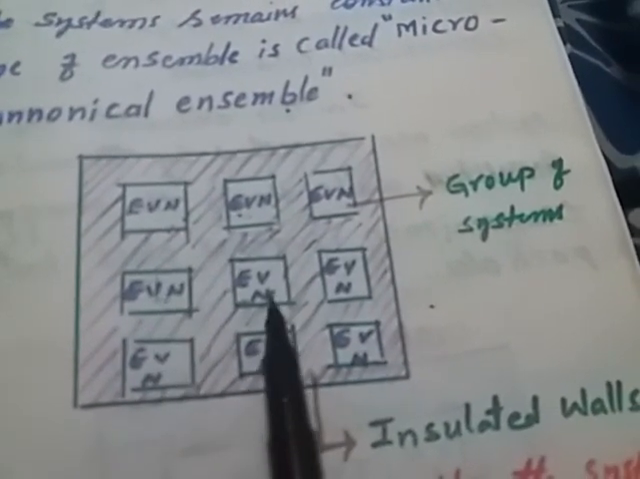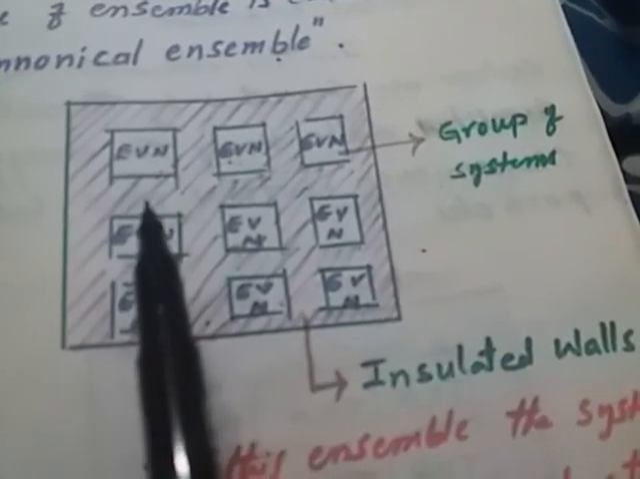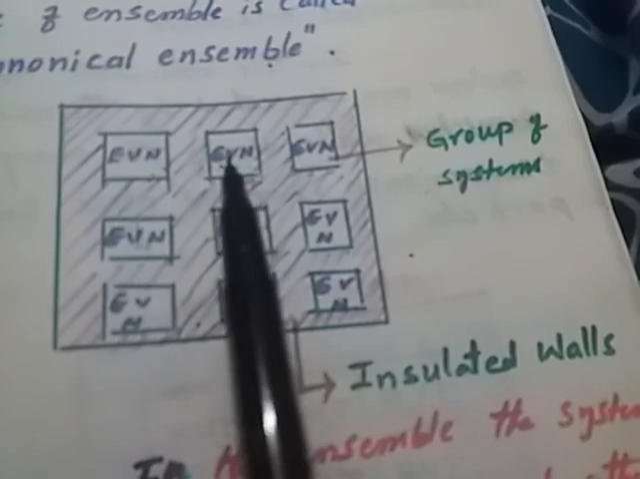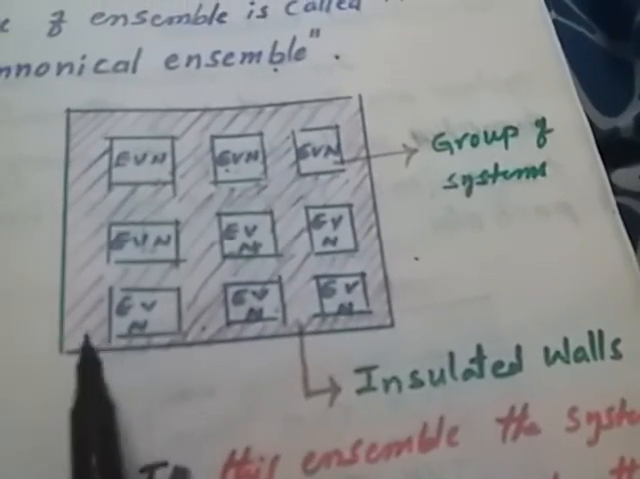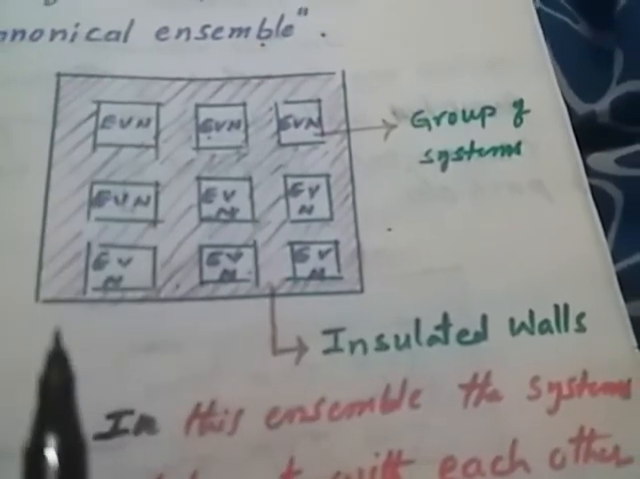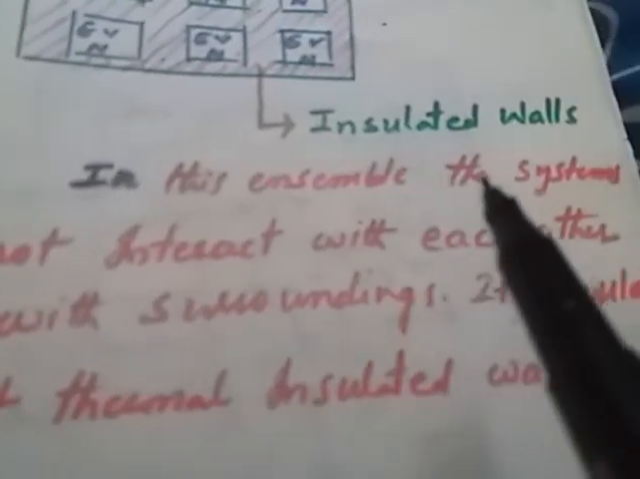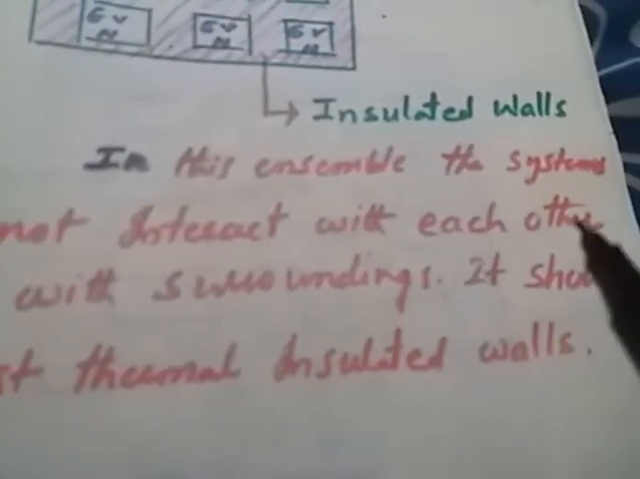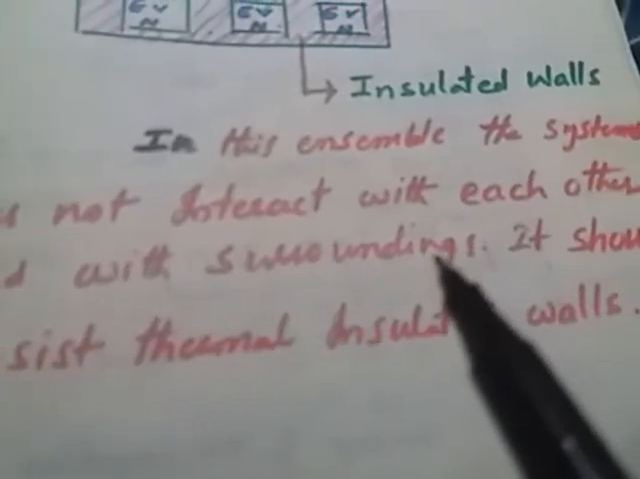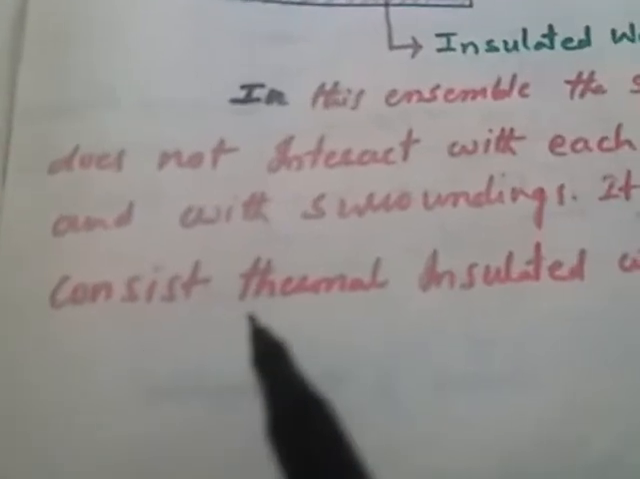In this microcanonical ensemble, this is one system, and these are the groups of systems here: the first group, second group, third, fourth, fifth, sixth, seventh, eighth, ninth. These groups do not interact with one another. So which walls are there in between? Thermal insulated walls. These are the insulated walls. According to this diagram, what points do we have to determine? In this ensemble, the systems do not interact with each other or with the surroundings, so it should consist of thermal insulated walls. Understood, students?